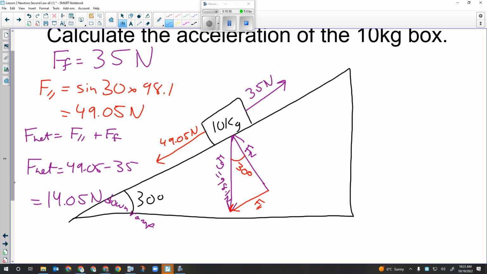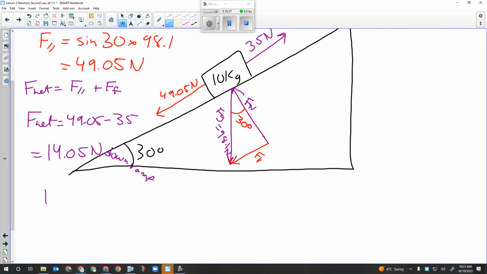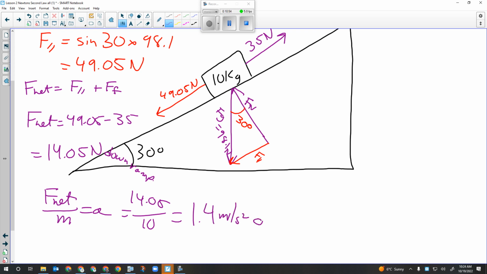Manipulate into your F equals m a. Right, F equals m times a. Solve for a: take my net force, 14.05, divide by 10, and to two significant figures, 1.4 meters per second squared down the ramp. Would you get a mark if you said down? Nope. Because down is straight down, and this thing is not accelerating through the ramp.